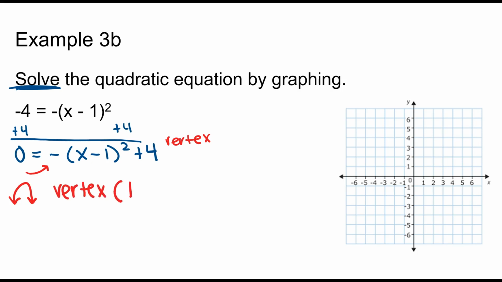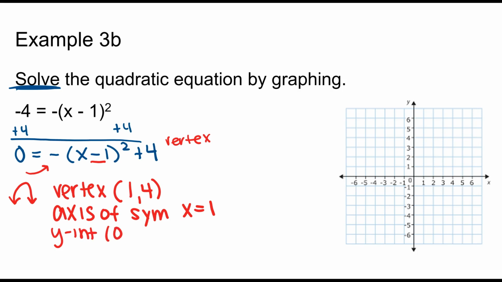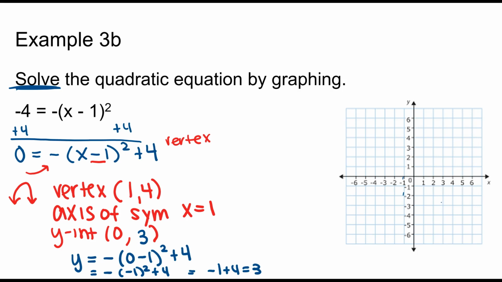In vertex form, we can easily find the vertex. It's the opposite of the inner number and the outer number. And the axis of symmetry is that x value of the vertex. More difficult is finding that y-intercept. That's 0, and then we have to plug that in. So let's plug in 0 to find our y. You can type this into your calculator really carefully, or you can do it by hand. You get 3.